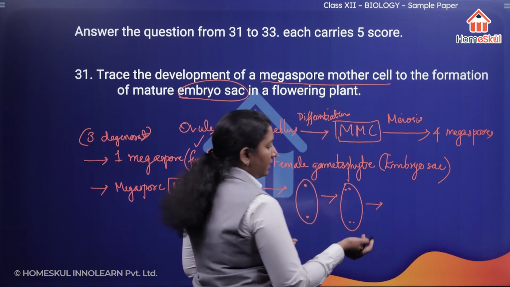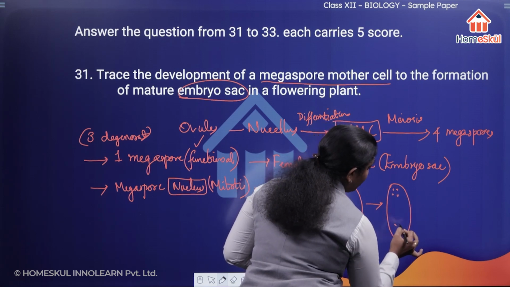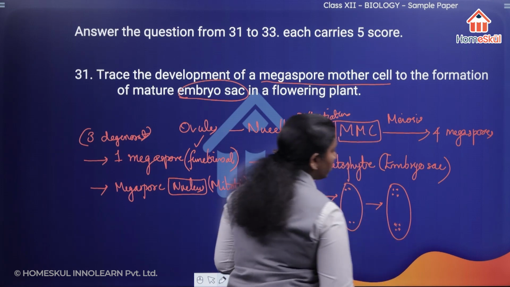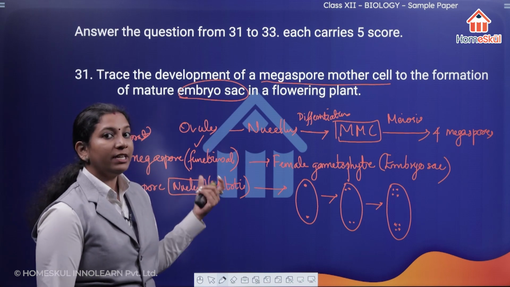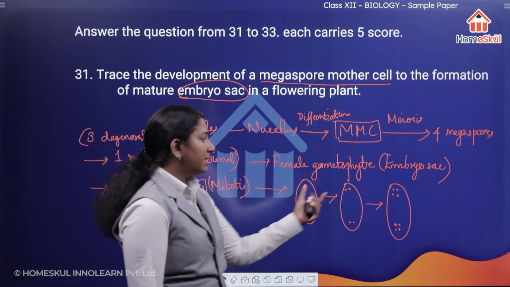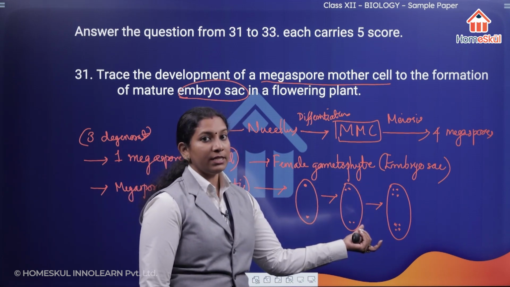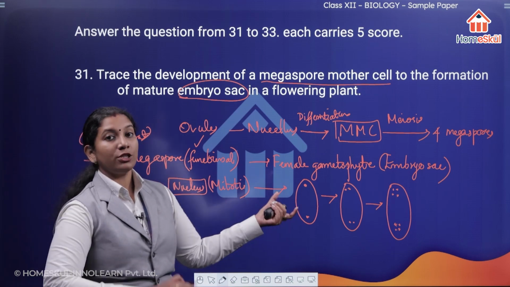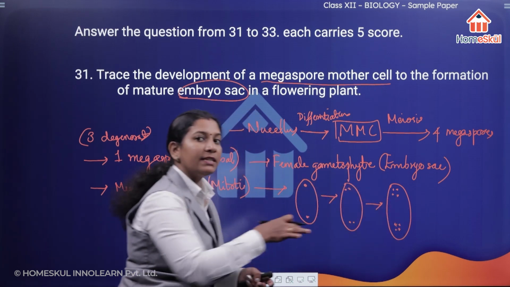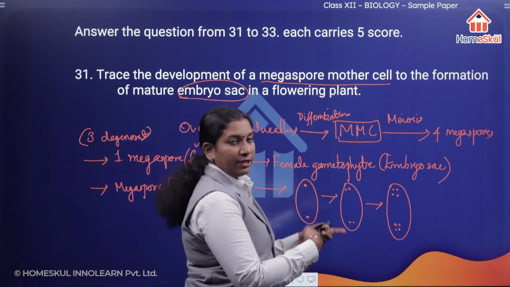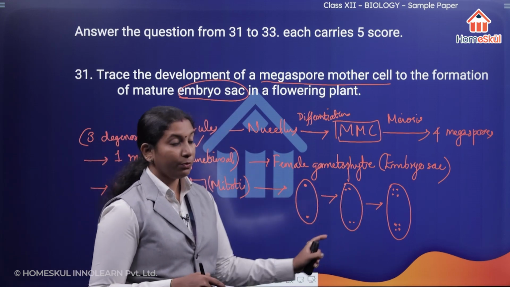Then again a mitotic division happens, and it will form 8 nuclei. This is the 8-nucleated condition of the female gametophyte or functional megaspore. After 3 mitotic divisions, the single cell has 8 nuclei inside it. These nuclear divisions are strictly nuclear and do not follow any cell wall formation. Without cell wall formation, 8 nuclei are present in the single megaspore. Then, after these 3 sequential mitotic divisions, what happens?